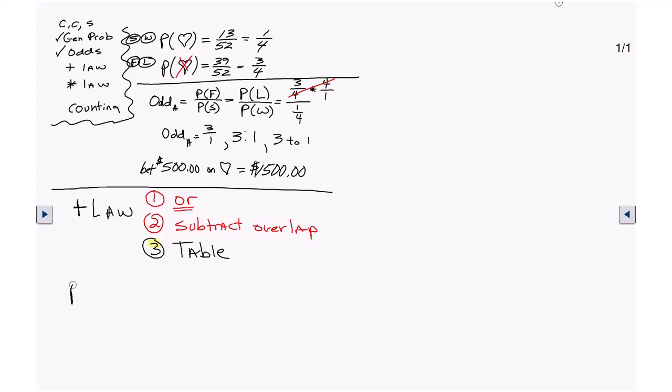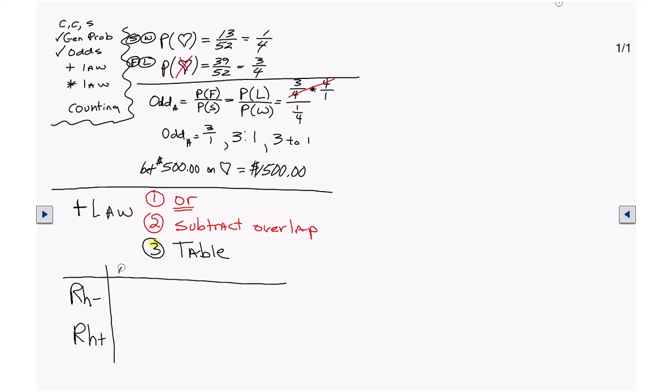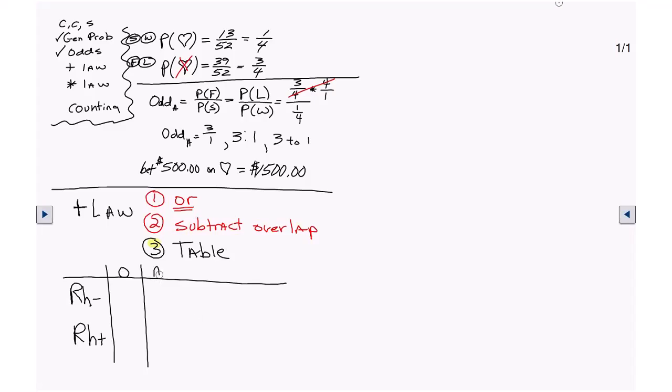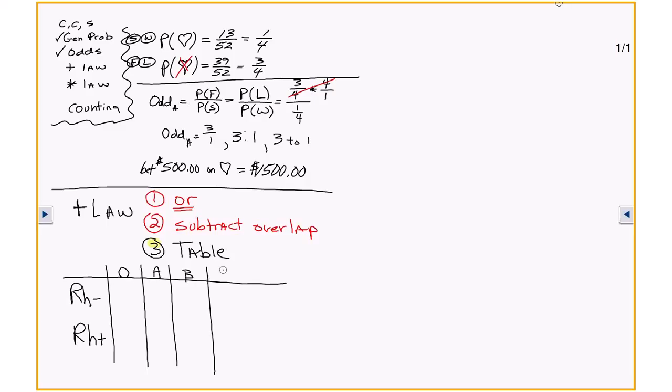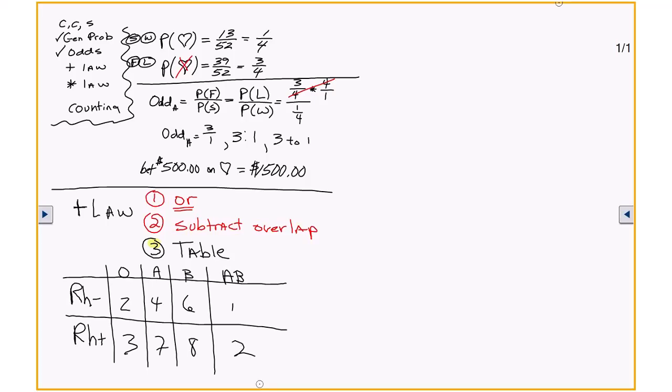So RH negative and RH positive. And what are the types? There's O. I know there's AB, but what's after? A and B and then AB? And I'm just going to make up some numbers. 2, 4, 6, 1, 3, 7, 8, 2.